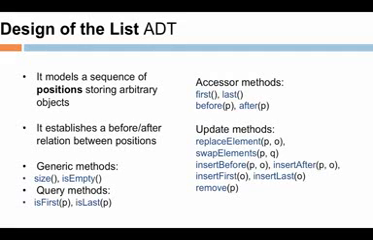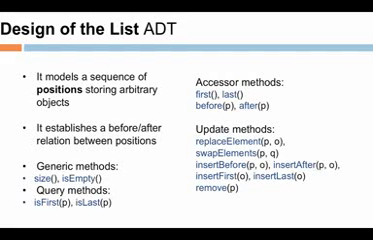The most important thing with the list abstract data type is that the positions which are there in the list have a very well defined before and after relationship. That is, if you look at any pair of positions, there is a well defined before and after relationship between the two of them.